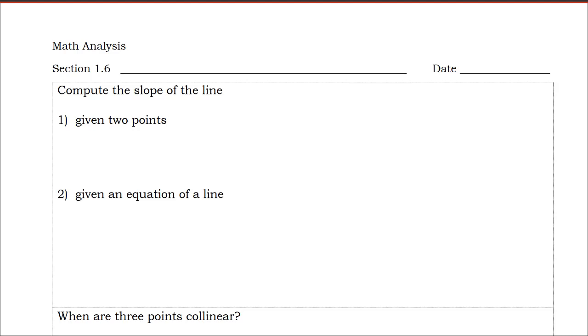All right, so when you see slope, what pops into your head? Anything? Nothing? Rise over run. Rise over run. Good. What variable goes with rise? Y. What variable goes with run?